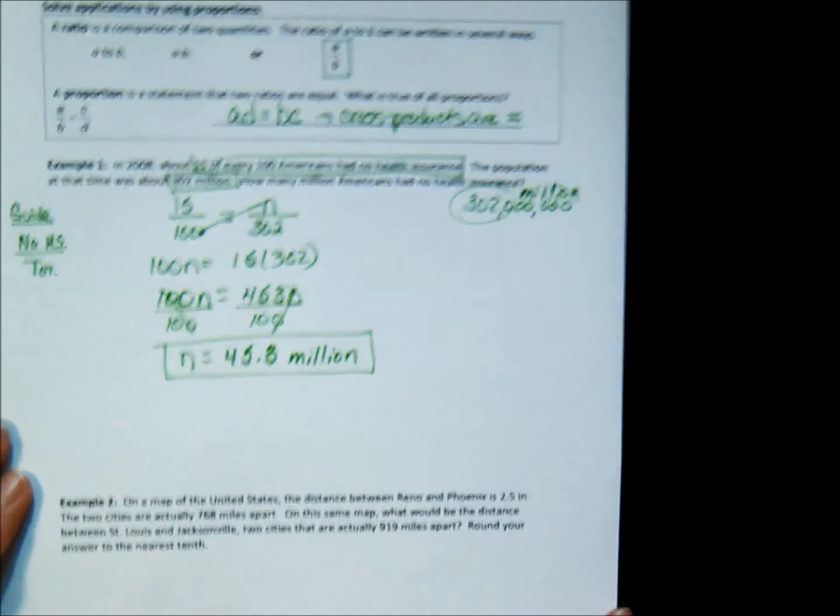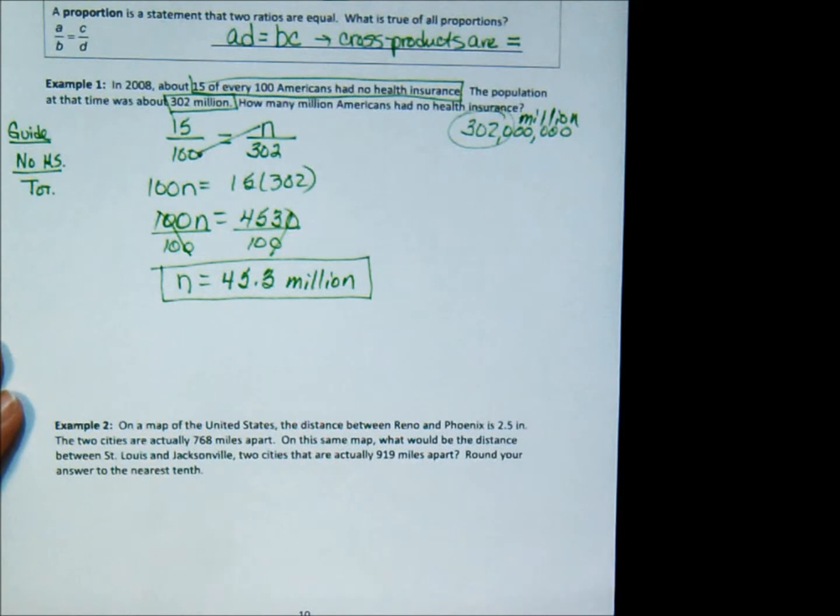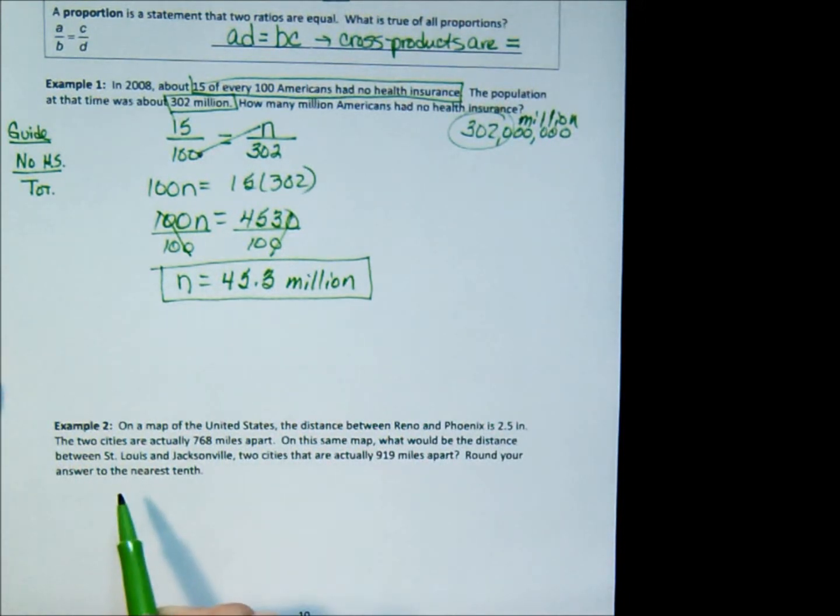So that's solving with a proportion. Let's look at another one. This is a common application of proportions. It says on a map of the United States, the distance between Reno and Phoenix is 2.5 inches. The two cities are actually 768 miles apart. On this same map, what would be the distance between St. Louis and Jacksonville, two cities that are actually 919 miles apart?